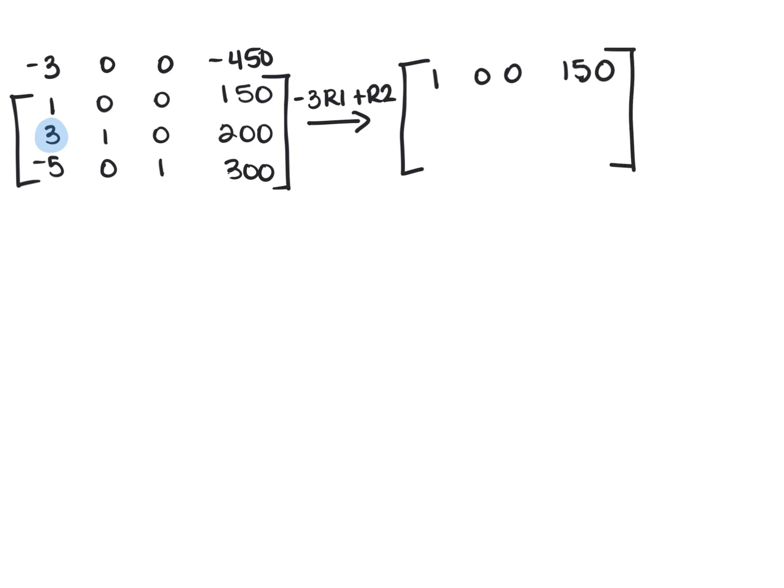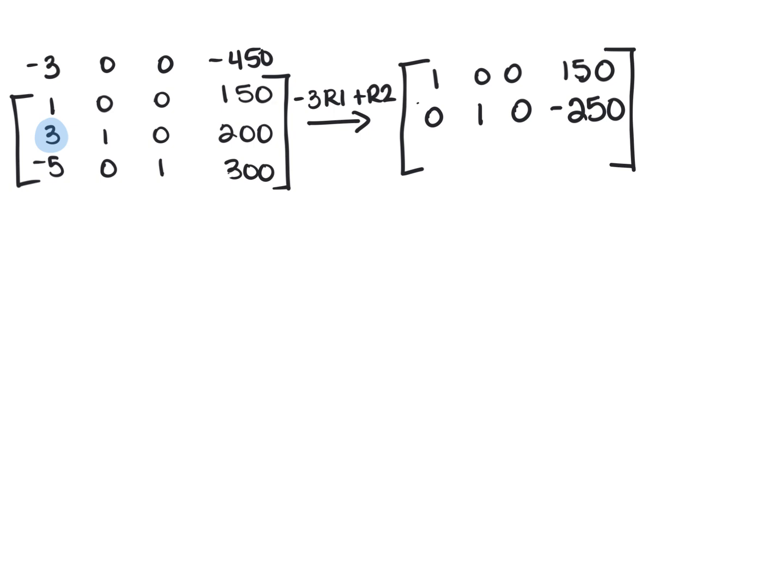So then we add the top numbers to the second row. So I have -3 plus 3 is a 0. 0 plus 1 is a 1. 0 plus 0 is 0. And -450 plus 200 is going to give us -250.